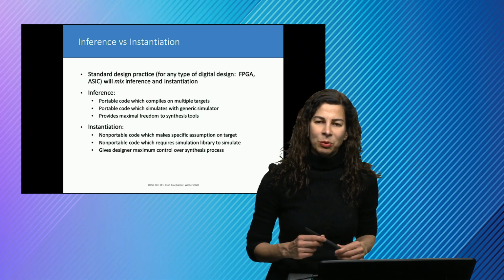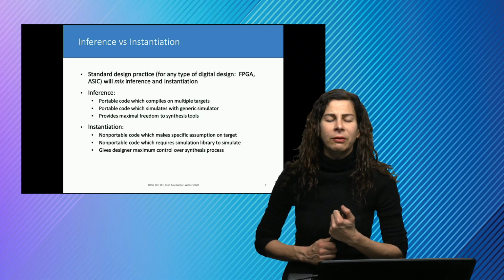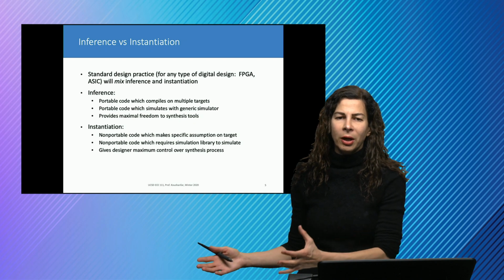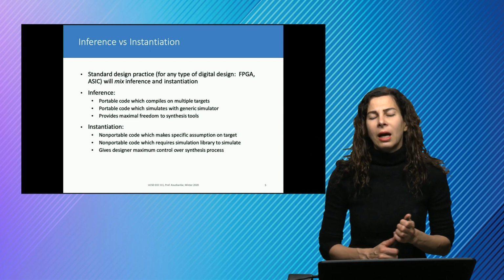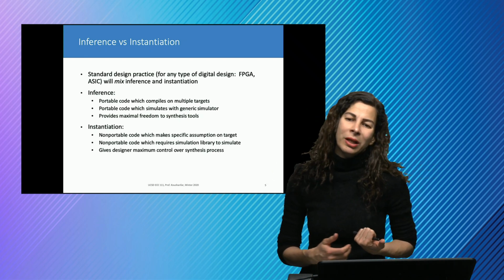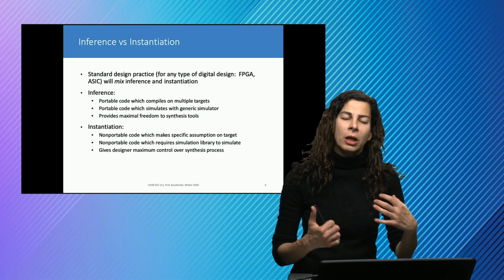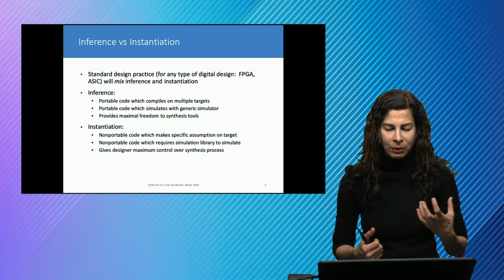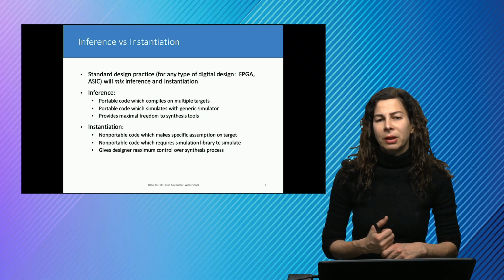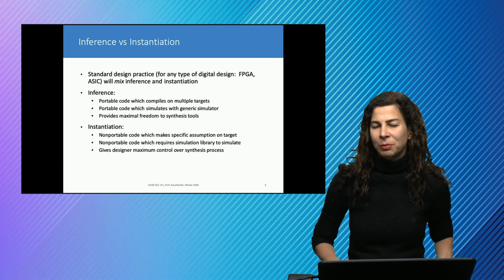In standard practice, we mix inference and instantiation. When we do inference, it means that we have code that could go on multiple targets. It's portable, and it can simulate in a generic simulator. Instantiation is when we do not have portable code. We actually have code which is specific to a design or a board, and it calls simulation libraries to simulate. This gives more control over the synthesis process.